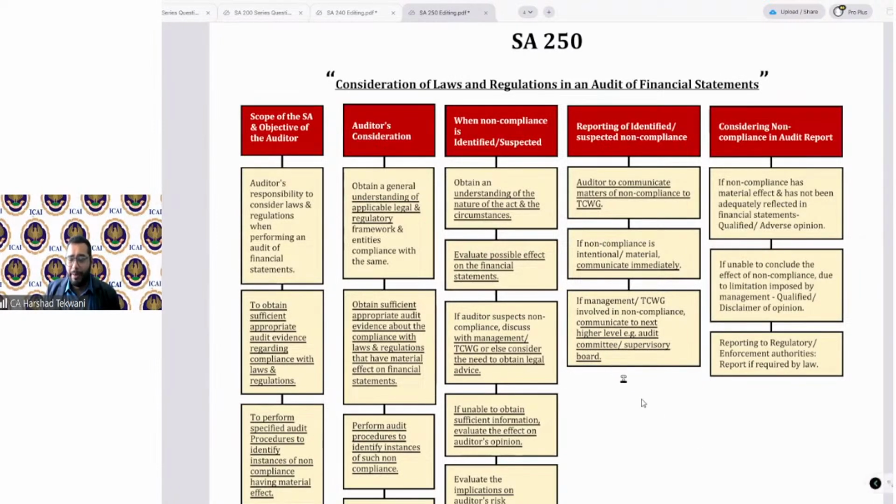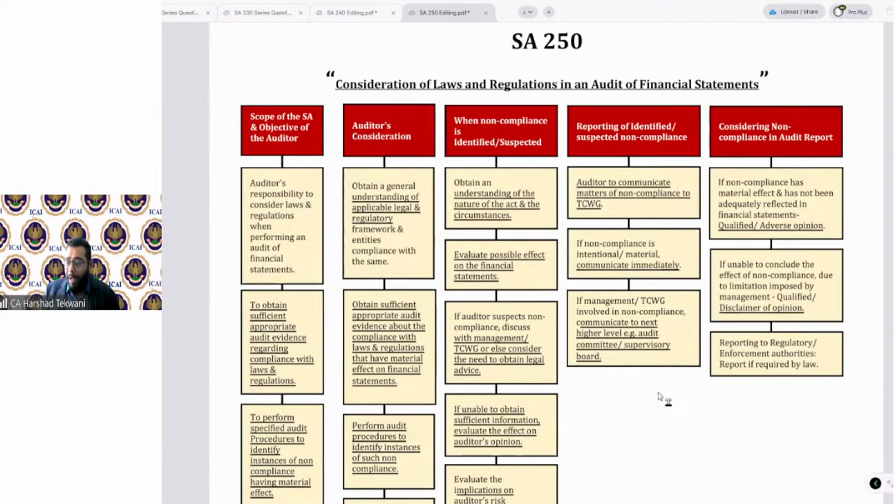It might be the audit committee or supervisory board. If the highest authority is involved, then I may need to seek legal advice on whom I should communicate to, and whether there is a relevant legal authority I need to communicate with. Accordingly, I need to assess the impact on my audit report: whether I need to issue a qualified or adverse opinion, or disclaim my opinion because I do not have other information on the non-compliance, or I cannot ascertain the impact of the non-compliance on my financial reporting or my opinion.